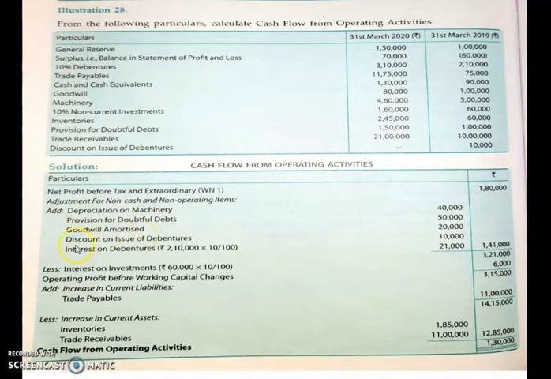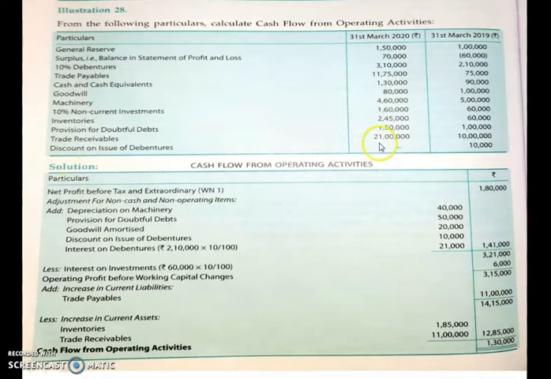And next is discount on issue of debentures. It was 10,000 in the beginning, and in the next year, 2020, nothing is there. So that means you have to write off that discount. That 10,000 will be shown over this year.